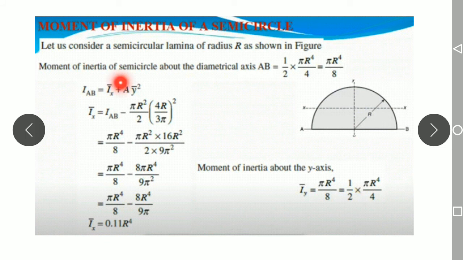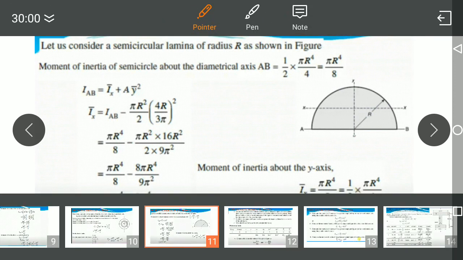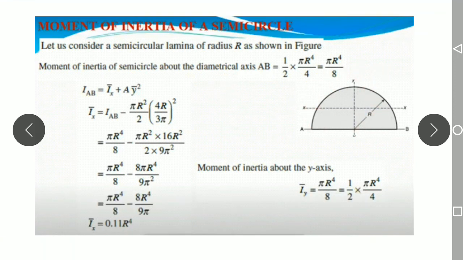So by this you can take Ix bar outside, then IAB minus area of the semicircle is known. What is the area of the semicircle? Pi r square divided by 2. Just substitute the area, and y bar for a semicircle. Y bar is nothing but what? The centroidal distance. The centroid of a semicircle. We know that the centroid of a semicircle is what? If it lies in the first quadrant, you just go through the centroidal formulas.